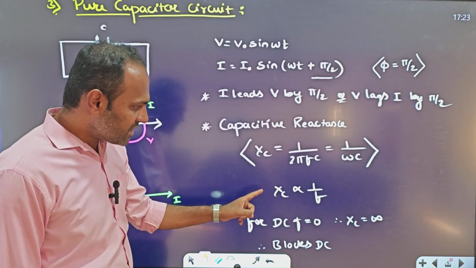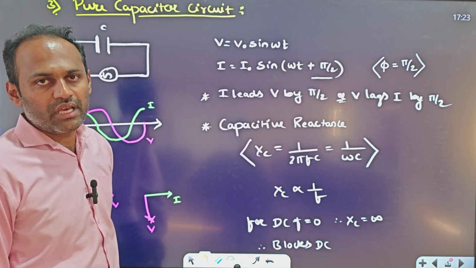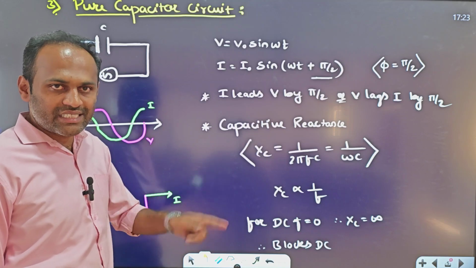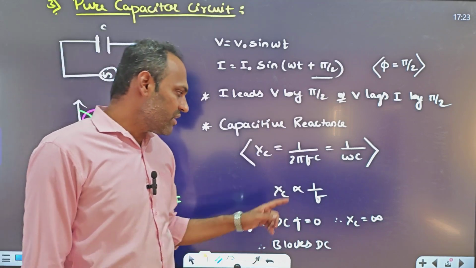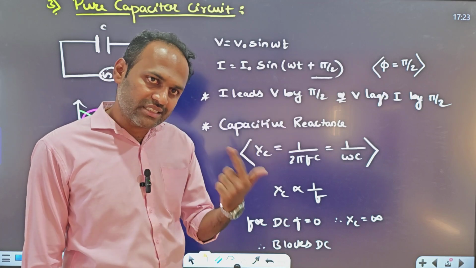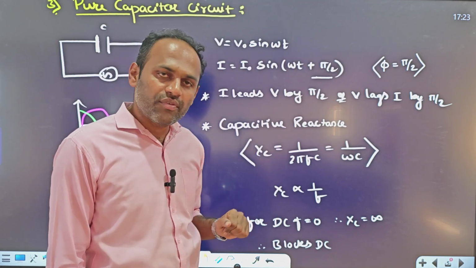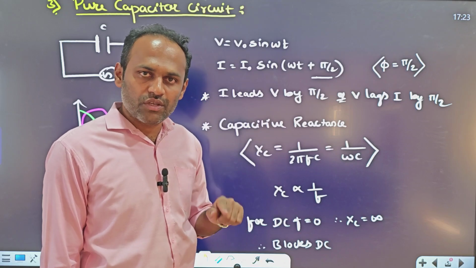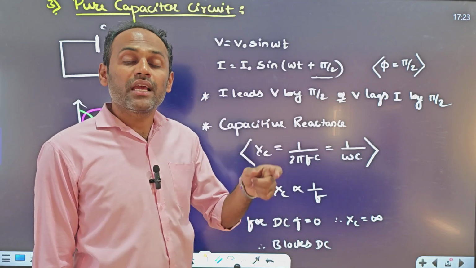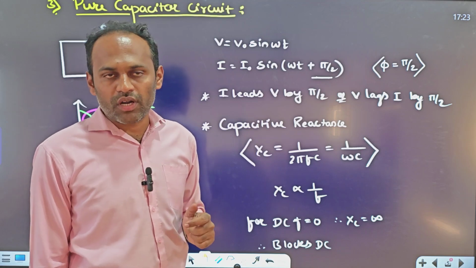So it is clear that XC is inversely proportional to frequency. If frequency increases, XC decreases. If frequency decreases, XC increases. Frequency of DC is 0, so XC has to be infinite. That's why we say the capacitor will not allow DC.